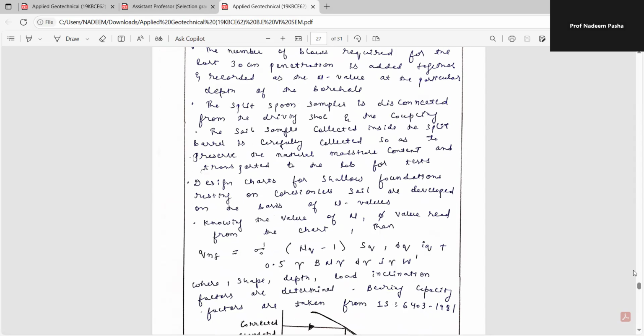Sigma NF equal to sigma 1 Nq minus 1 Sq by Q Iq plus 0.5 gamma B N gamma S gamma D gamma I gamma W prime.